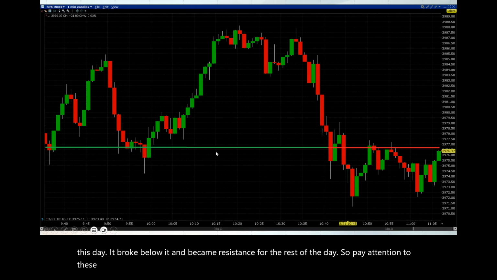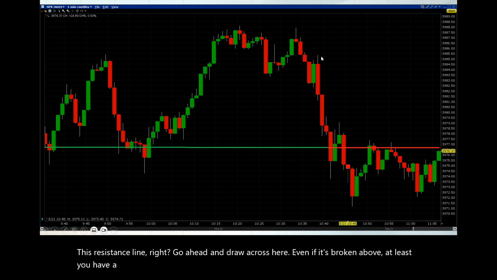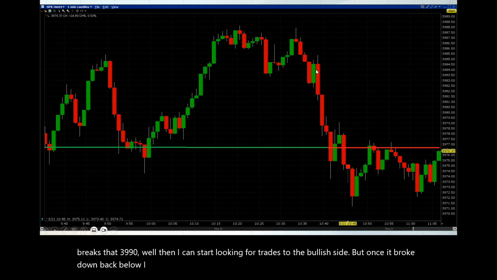Just draw your support lines. Draw this resistance line, right? Go ahead and draw across here. Even if it's broken above, at least you have a point of reference that you're going to range and say, if it runs above that and breaks that 39.90, well, then I can start looking for trades to the bullish side. But once it broke back below, I would have been looking for the put side, because generally, three strikes and you're out. Third time it tries to break down.